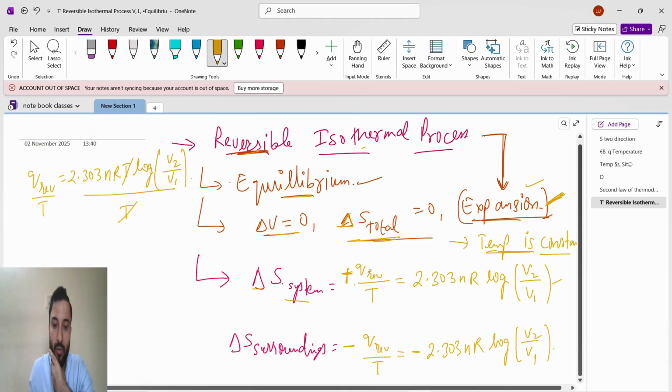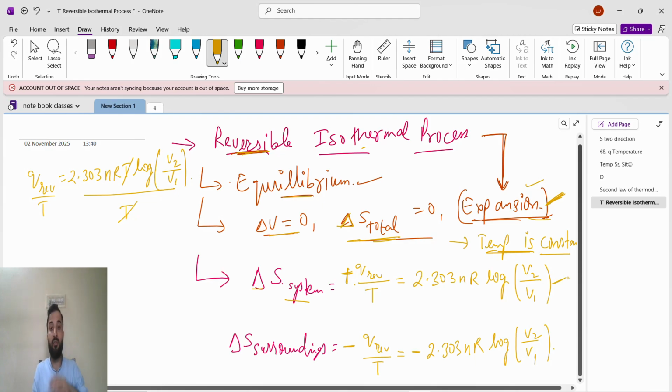Delta S is equal to Q reversible. Why I am writing? Because it is a reversible process. If it is irreversible, we'll write irreversible. Okay. So Q reversible by temperature. This formula will remain same. Q reversible by temperature. So Q reversible is this 2.303 nRT log V2 by V1. Because expansion means volume is changing. So we'll take the V2 by V1, final volume by initial volume. So Q reversible divided by T will give moles. So that's why the formula is 2.303 nR log V2 by V1.